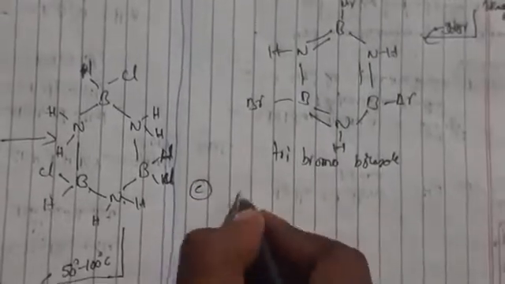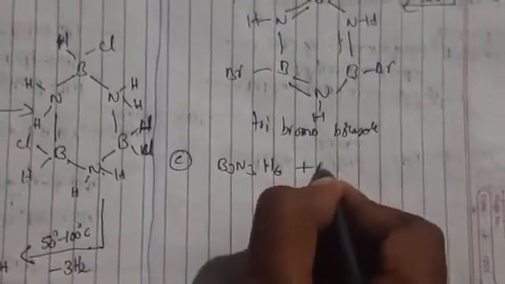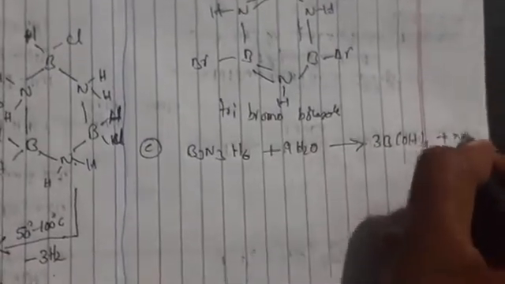Borazole, B3N3H6, is treated with 9 moles of water. So you are going to get 3B(OH)3 plus NH3 plus 3H2. What is the product we are getting? Boric acid. Okay, so this is the product we are getting.